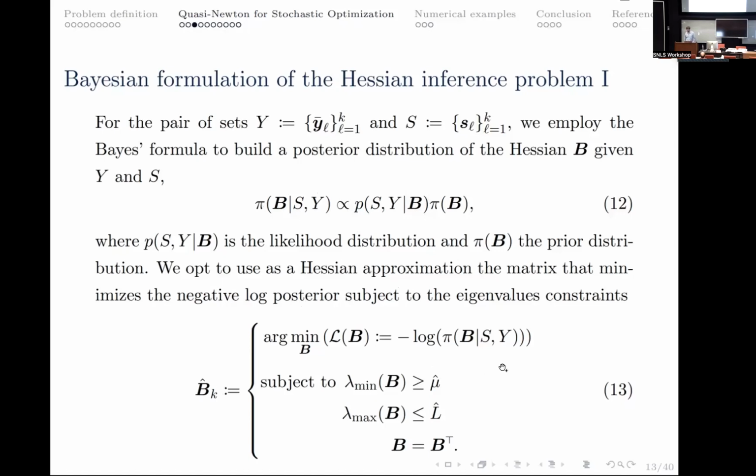So here I'm laying down the problem that we want to solve. We want to find B that minimizes this negative log posterior. And here I sneak in some conditions. We want to have some lower and upper bounds on the Hessian approximation that we have. And of course, we want symmetry.